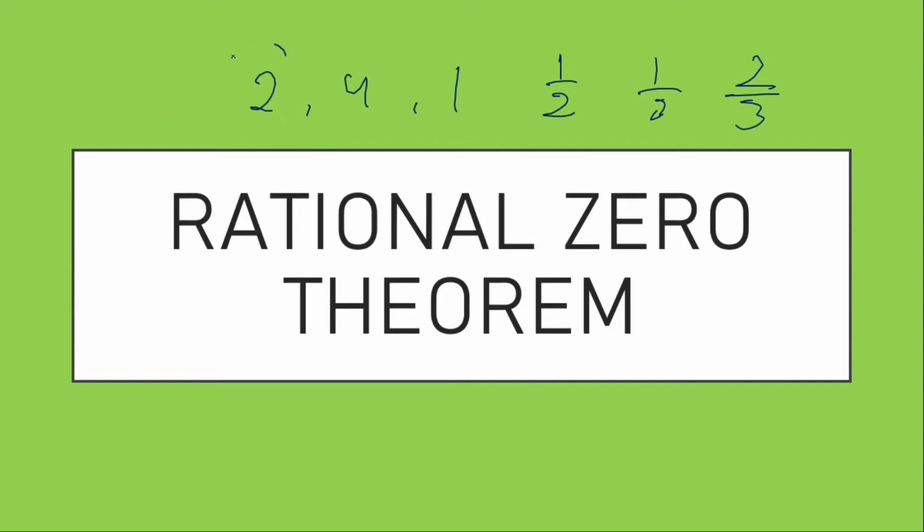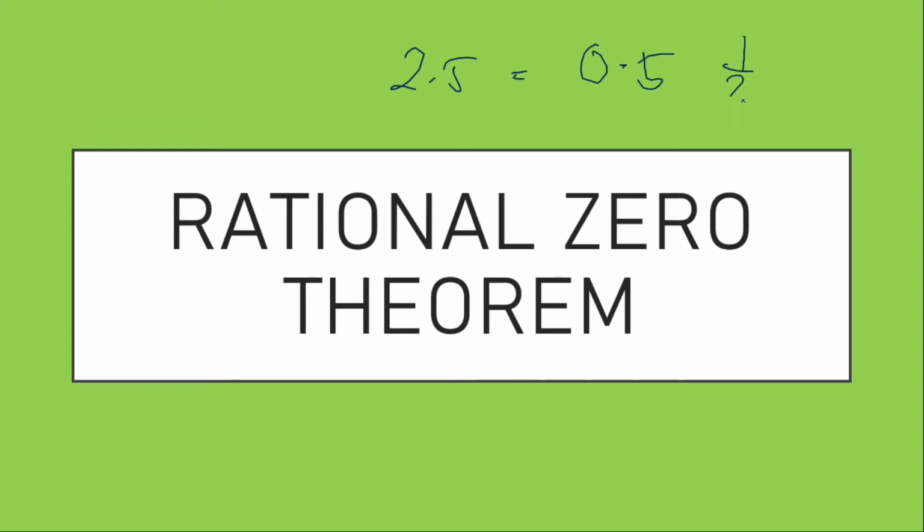Take note of 2. This is a whole number, but it could be expressed as 2 over 1. So this is also a rational number. There are also decimal numbers, for example, 2.5. 2.5 is equal to 2 and 0.5, and 0.5 is equal to 1/2. So this is 2 and 1/2 or 5 over 2. So even though it is a decimal, it is also a rational number.